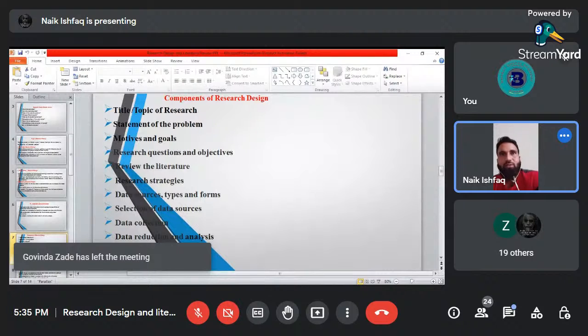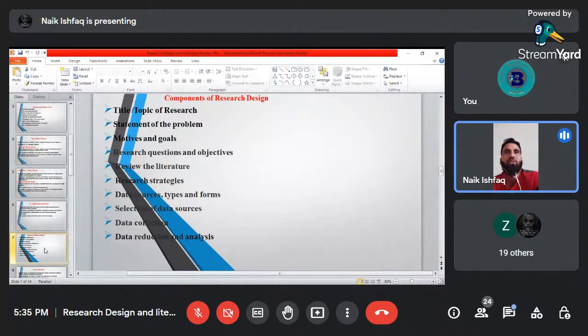And the fourth important component of the research is research questions and objectives. The formulation of the research objectives is the real starting point. जो research होता है वो start होता है research objectives से mainly. These are the starting points. Title of the research, statement, modern goals, but the basic research starts from the research questions and research objectives.